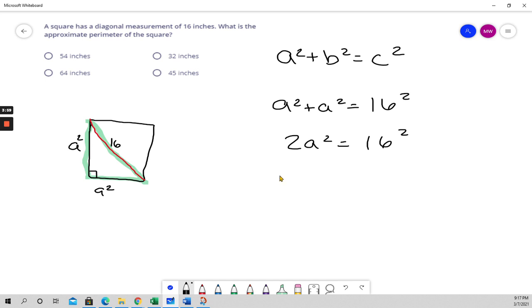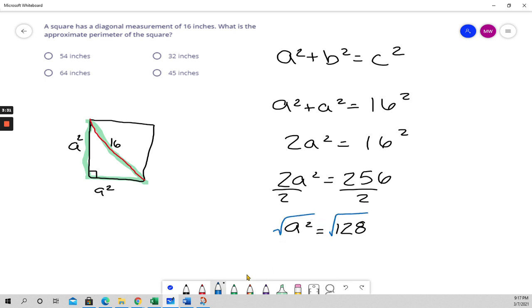All right, so 2a squared equals 256. Divide by 2, divide by 2. A squared equals 128. Let's see, 16 squared, which means I don't want a squared, I want a, so I'm going to find the square root, which means a equals the square root of 128.